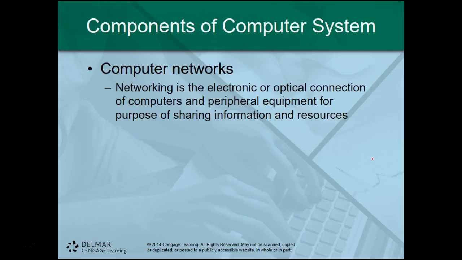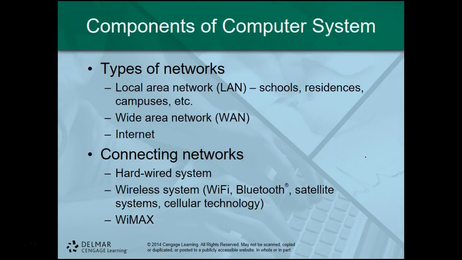So computer networking is the electronic or optical connection of computers and peripheral equipment for the purpose of sharing information and resources. There are several different types of networks that you need to be aware of. A LAN is a local area network. You'll find LANs in places like schools, residences, doctors' offices, campuses, smaller geographic regions.